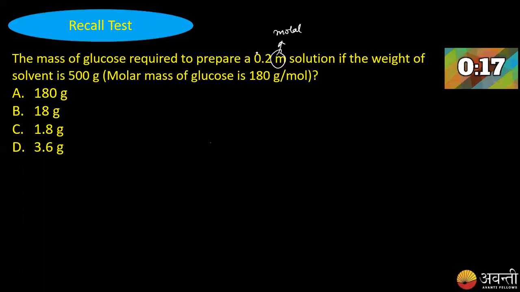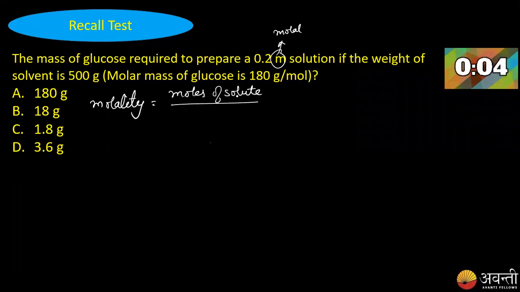So this is molality. What is the formula of molality? Molality is moles of solute. Remember, we had discussed this in the very first chapter of class 11, basic concepts of chemistry, where some basic concentration terms come. Molality is moles of solute divided by mass of solvent in kg. That is molality. So molality is given as 0.2.